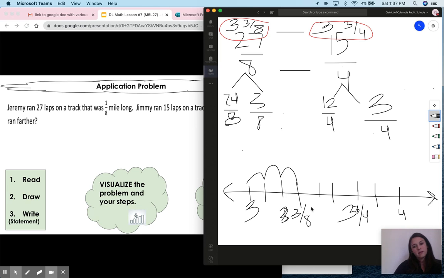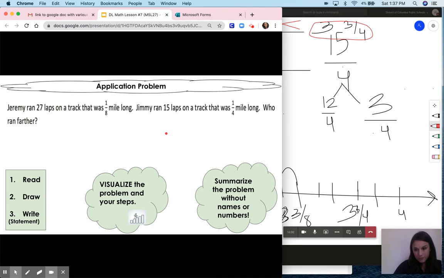But now we can easily see which one is bigger, 3 3/4. So we would write our little compare symbol with the bigger side open to the bigger number. Who ran more, Jeremy or Jimmy? Jimmy ran more. Great job.